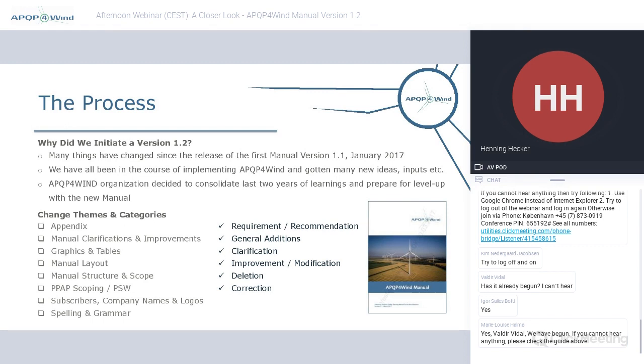All the input that we gathered in the last 2 years was classified into 8 themes, and we reviewed and executed the changes. They fell into 6 categories: requirement or recommendation, general addition to the manual, clarification, improvement or modification, deletion, and correction of the old manual. We will take a more detailed look into those 8 themes in the coming slides.